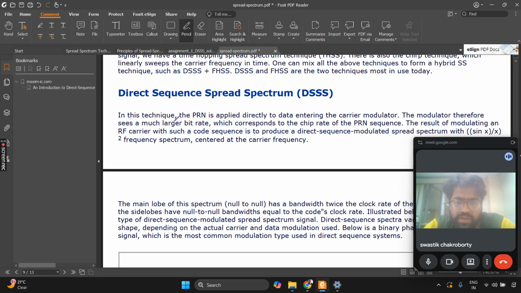In this technique, the PRN is applied directly to data entering the carrier modulator. The modulator therefore sees a much larger bit rate, which corresponds to the chip rate. So the pseudo-random noise sequence is directly applied to the data. So direct, that is the DSSS. There's the modulator, which will come after we have added the code. We'll see a much higher data rate.